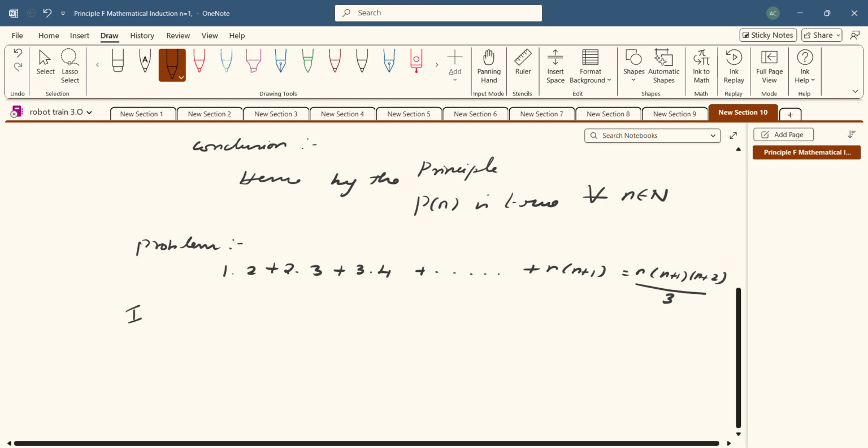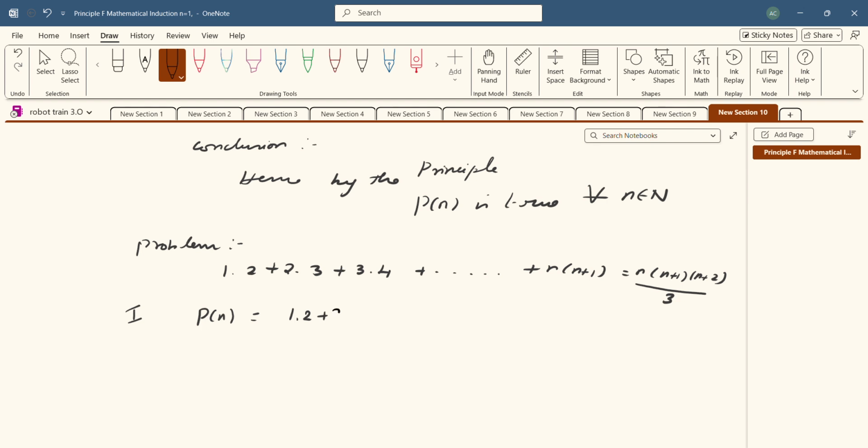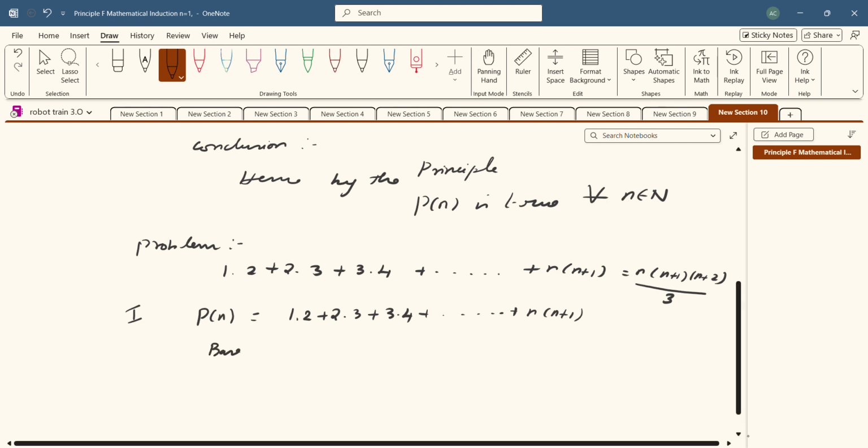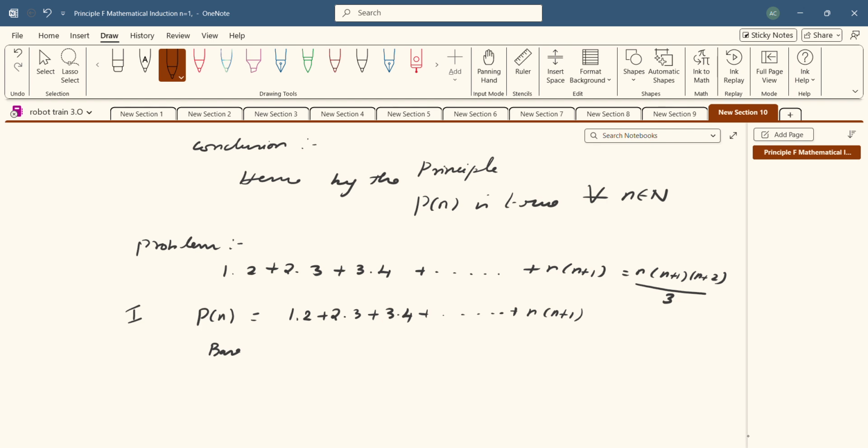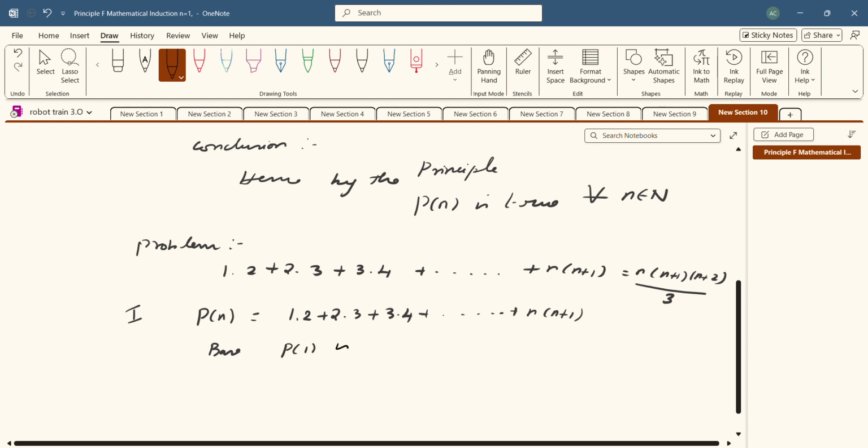Step 1: first, we write the given statement to be proved as P of n. P of n is equal to 1 into 2, 2 into 3, 3 into 4 and so on, plus n into n plus 1. There are two steps to follow. Step 1, the base step: we prove the statement is true for n is equal to 1, that is, P of 1 is true.